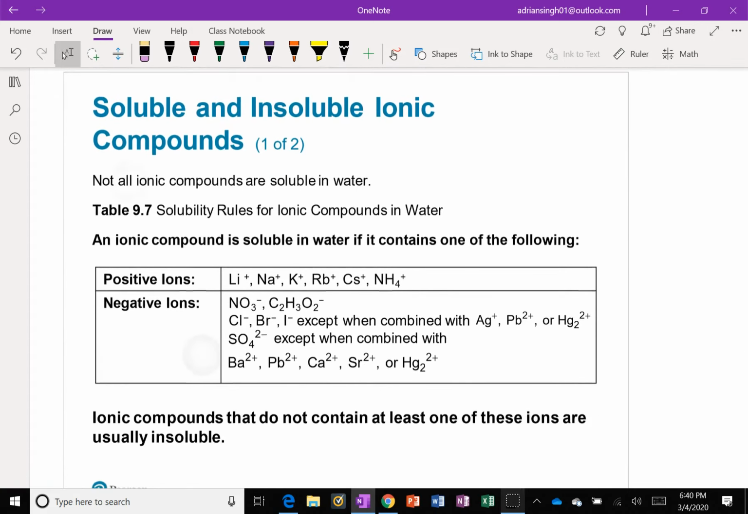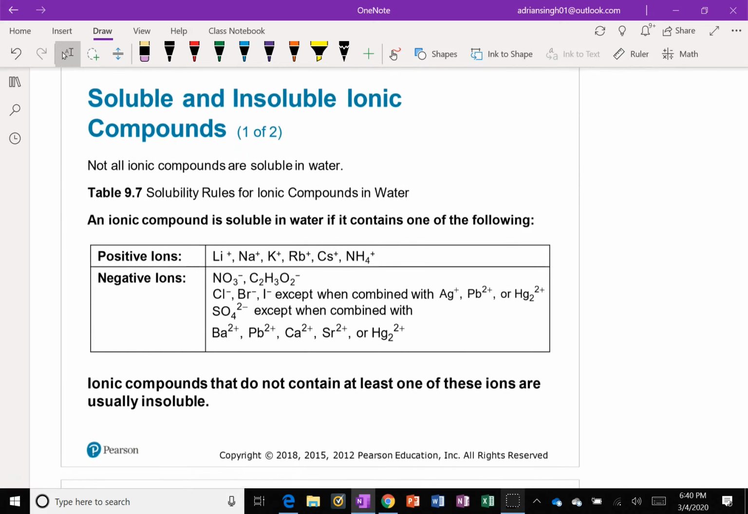Okay, the last section here in this subcategory is devoted to looking at whether or not an ionic substance will dissolve in water in the first place. When we looked at how solutions form, we said that an ionic substance dissolves as individual ions. It breaks apart into ions. But not all ionic compounds are soluble in water. Some do not dissolve in H2O, and that's actually a good thing.